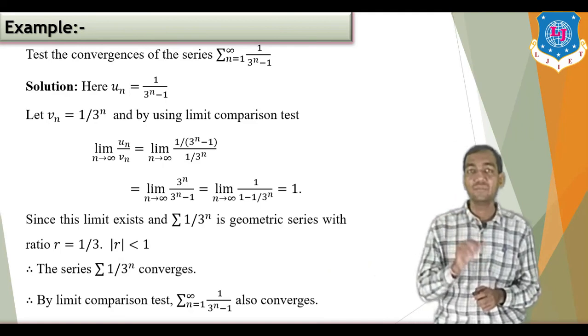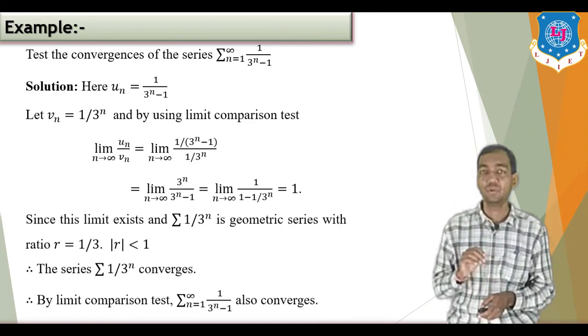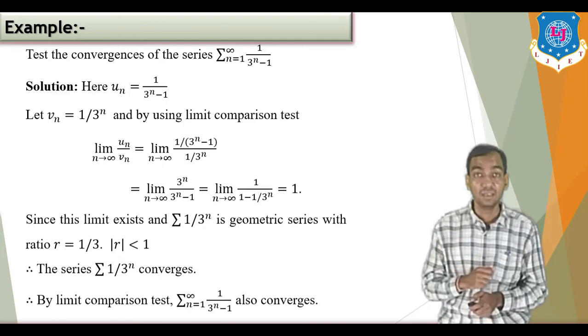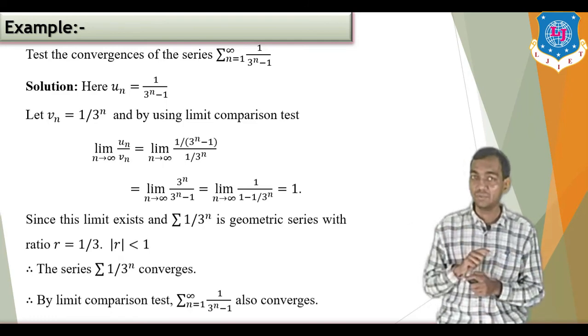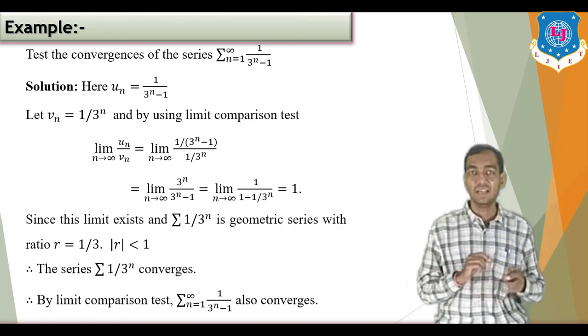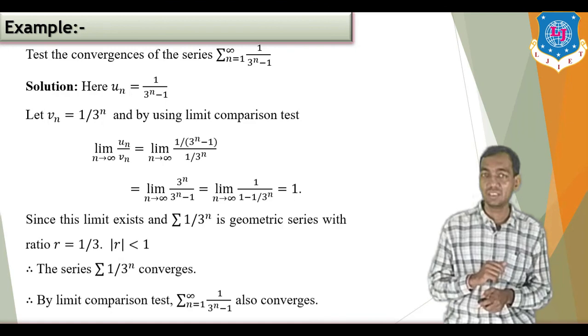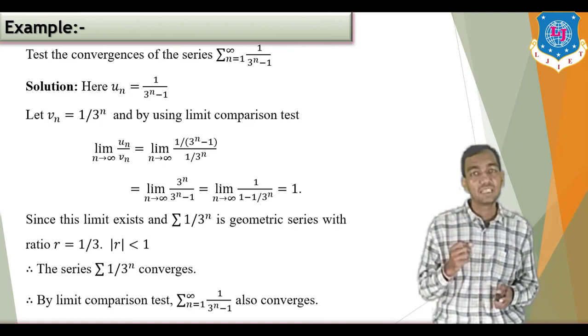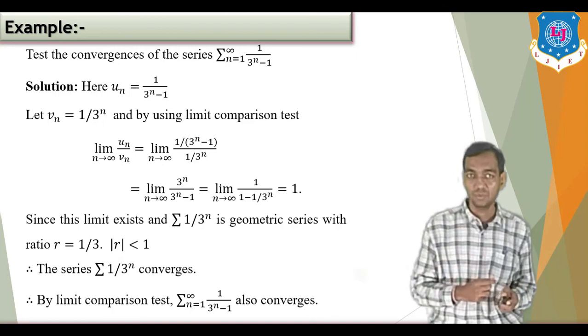Now sigma Vn is 1 upon 3 raised to n, which is a geometric series with ratio 1 by 3. That means mod r is less than 1, so the geometric series is convergent. Since sigma Vn is convergent, by the limit comparison test, your sigma Un is also convergent. Correct?